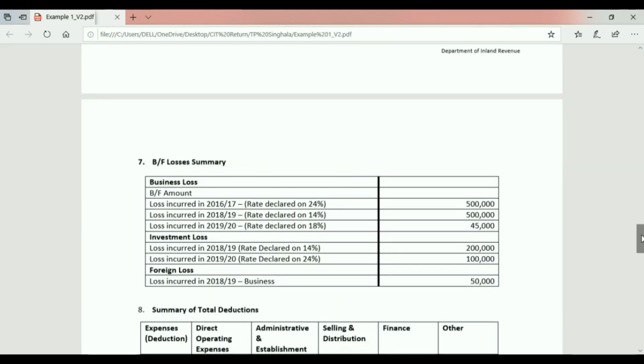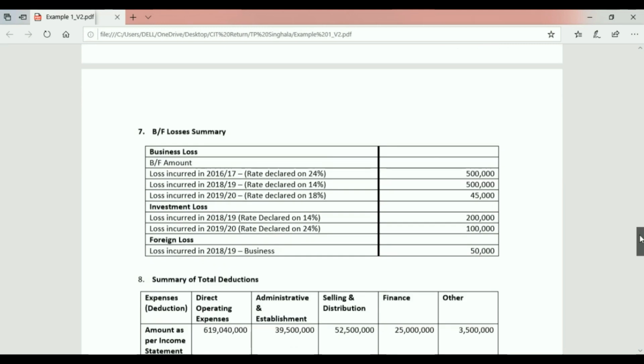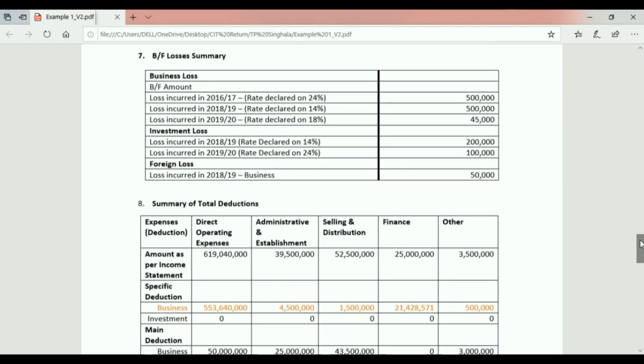Then item number 7 deliberates about losses, right? Business losses, investment losses, and foreign losses, right? You may be well aware that as per the provisions, there are certain conditions to be fulfilled to deduct the losses. But anyhow, as per the present law, we can carry forward these losses only for 6 years, right?